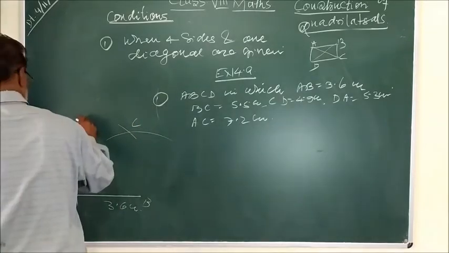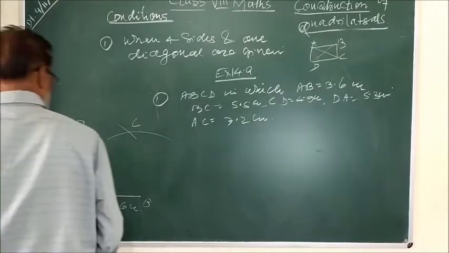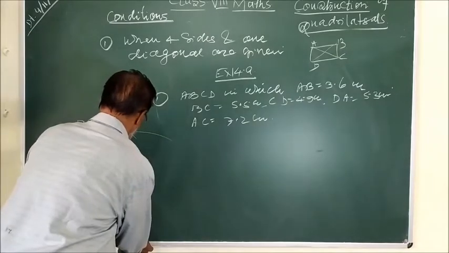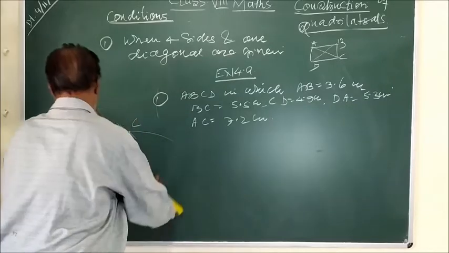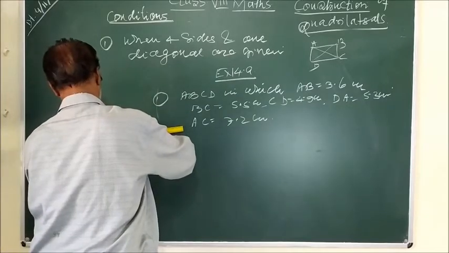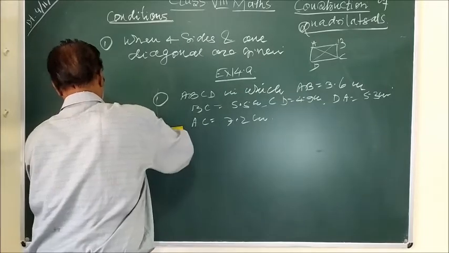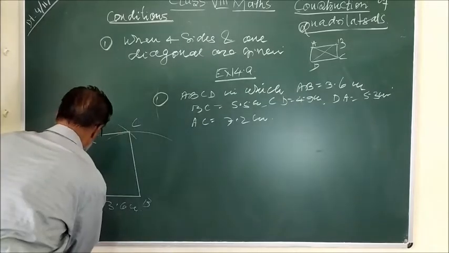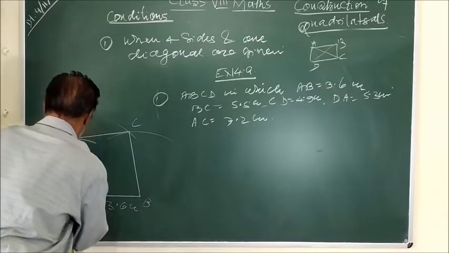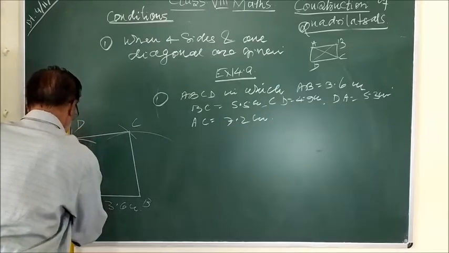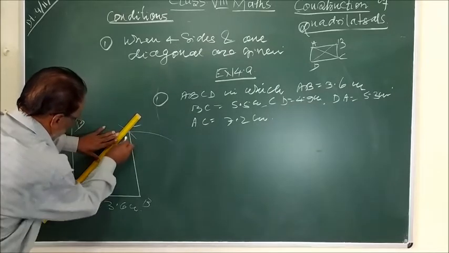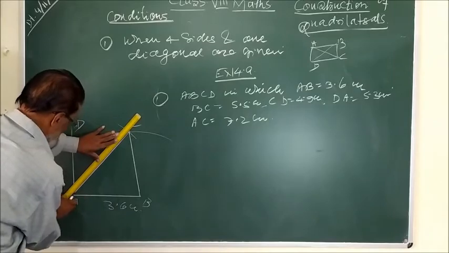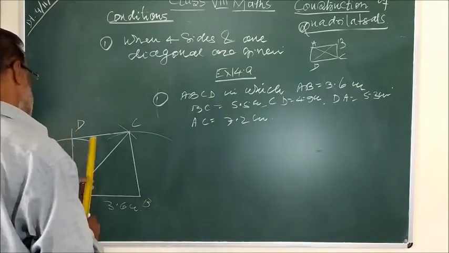So this is D. Now you join AC, BC, and now you join CD, and you join AD. We haven't taken the actual measurements here. You will take actual measurements, and then this is the diagram.